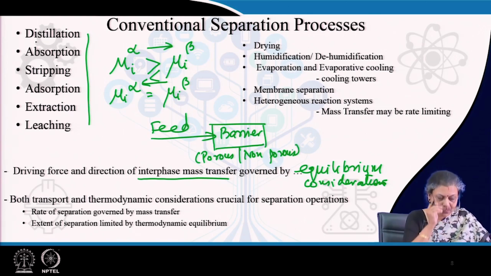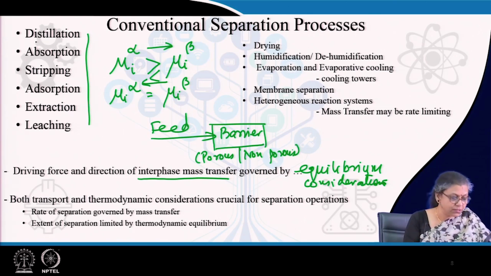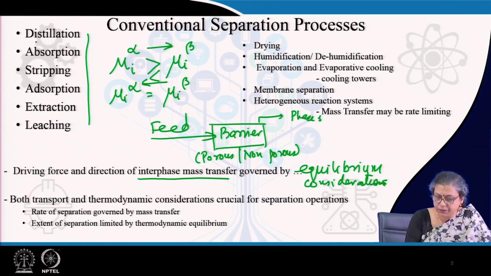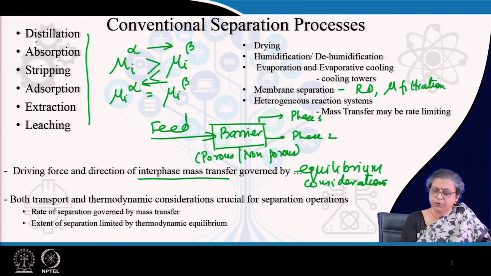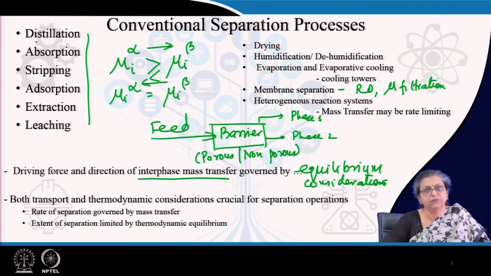This particular barrier either restricts or enhances the movement of certain species with respect to the other species, and accordingly we get a phase 1 and phase 2. But again, in this case, among membrane separation processes, we can have reverse osmosis, microfiltration, ultrafiltration, all sorts of membrane separation processes, but they are also not governed by any equilibrium considerations.